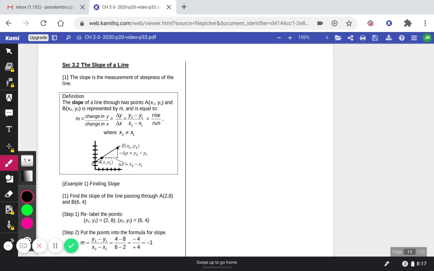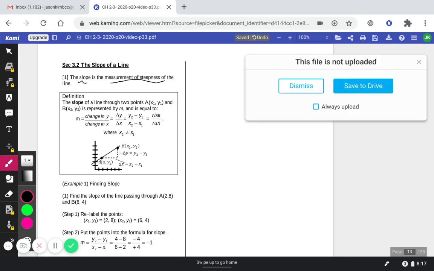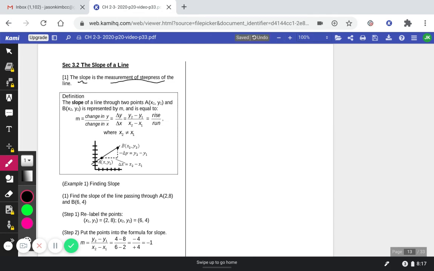Hello everyone. This video will cover the slope of a linear equation or line. The slope is a measurement of the steepness of a line. Here is the mathematical expression of the slope of a line through 2 points.